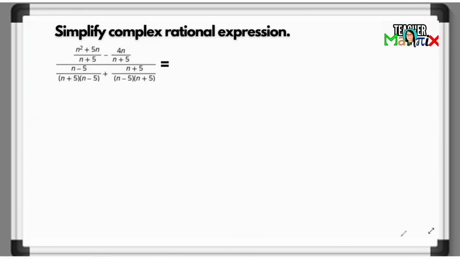Simplify complex rational expression. With this whole picture, this part is identified as the numerator. Between this fractional bar and these expressions below are considered as the overall denominator, because later we will be simplifying each part.